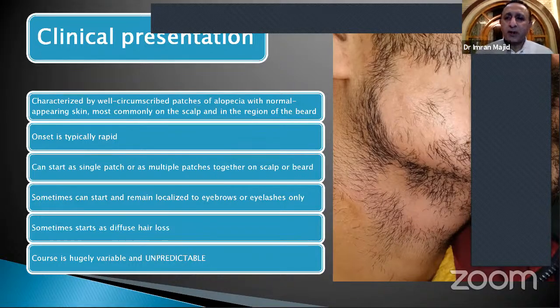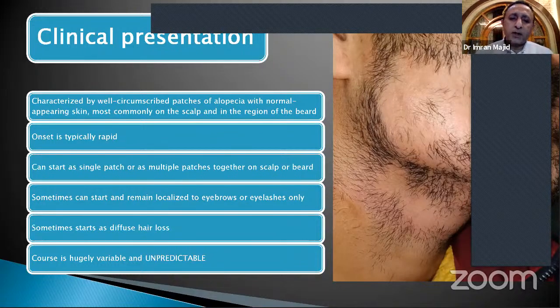Onset is typically rapid, and it can start as a single patch or as multiple patches together on scalp or beard, and it can sometimes start and remain localized to eyebrows or eyelashes only without involving the scalp or the beard area. So you can have alopecia areata limited to these areas like the eyebrows or eyelashes only. And sometimes it can even start as a diffuse hair loss. So any patient with acute onset of diffuse hair loss, you have to exclude alopecia areata and look for any signs of alopecia areata on examination as well as on trichoscopy.